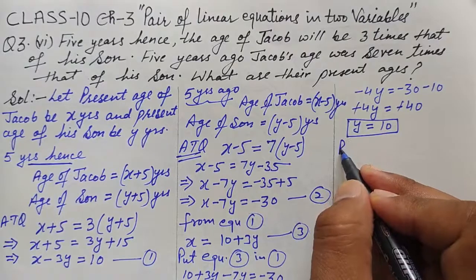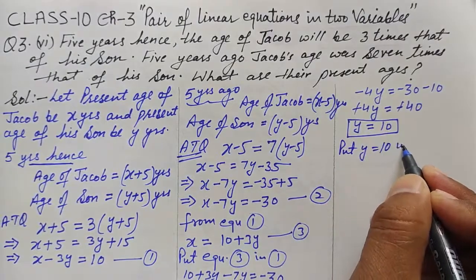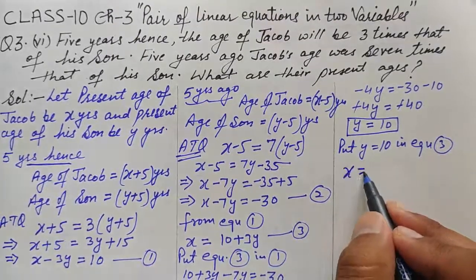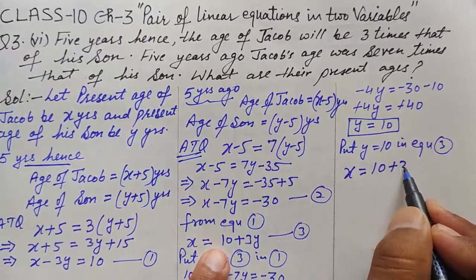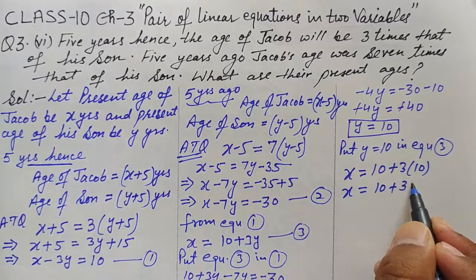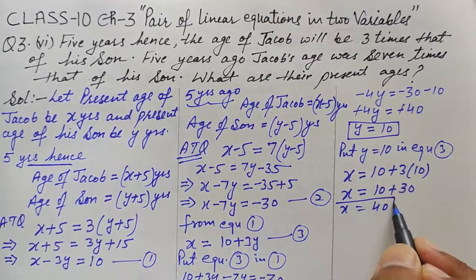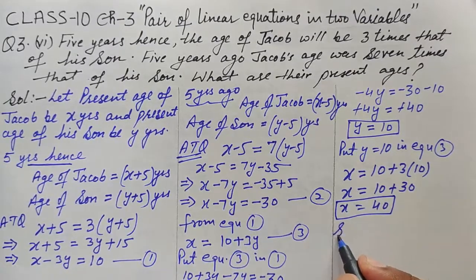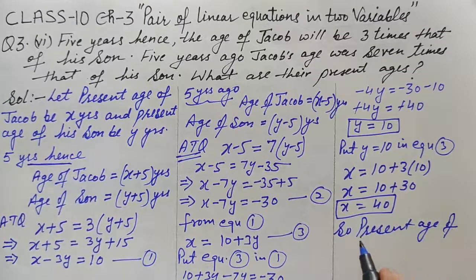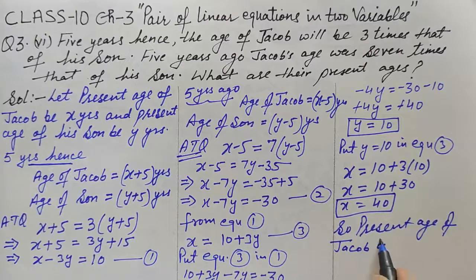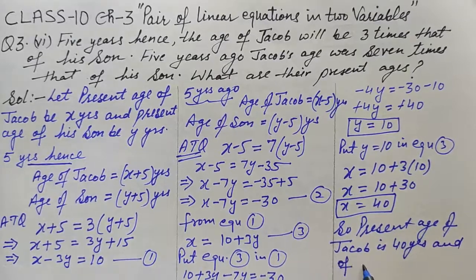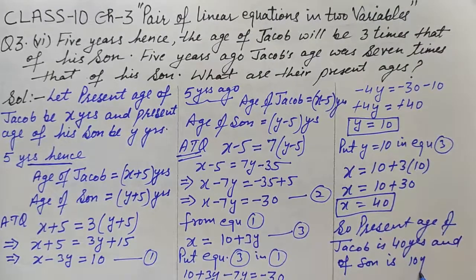Now put y is equal to 10 in equation 3. So x is equal to 10 plus 3 into y, which is also 10. So it becomes x is equal to 10 plus 10 3s are 30. So x is 40. So it means the present age of Jacob is 40 years and the present age of son is 10 years.